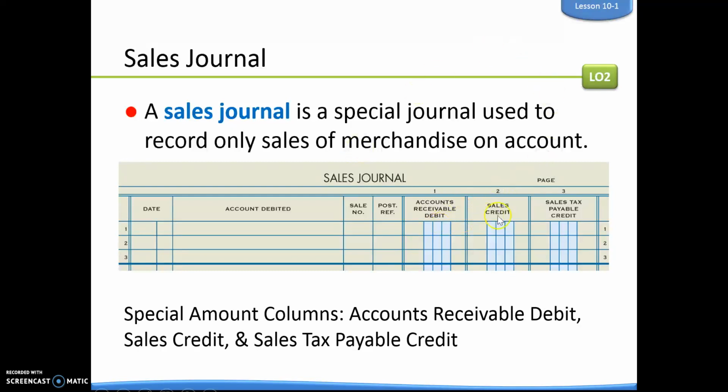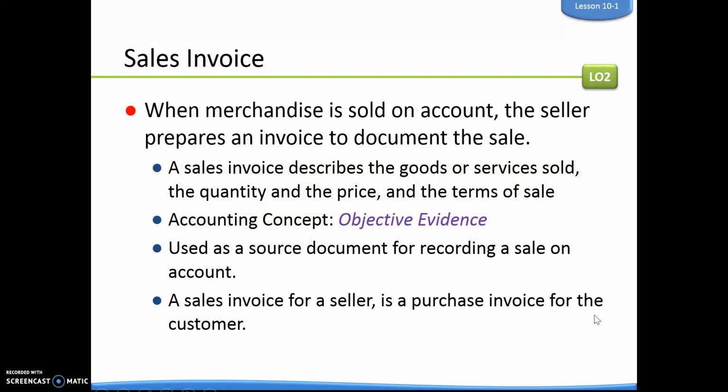You're going to see we have 3 special amount columns. We have an accounts receivable debit. Obviously, if we're selling on account, that means that people owe us money. So that's our accounts receivable debit. We've got our sales credit, because if we're selling things, sales are going up with a credit. And then don't forget about our sales tax payable credit, which again is us recording that liability, the sales tax we will eventually pay to the government.